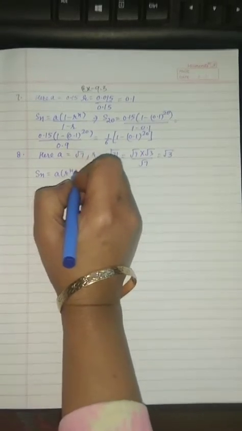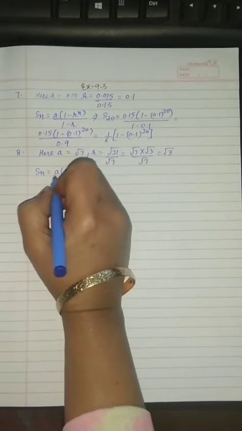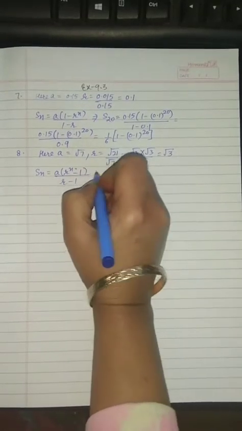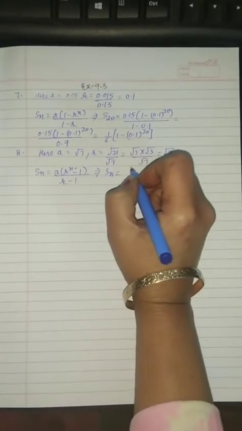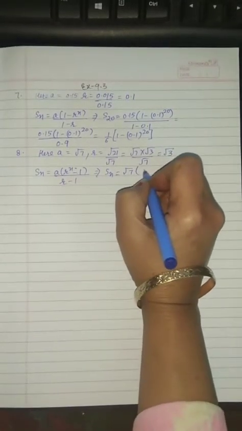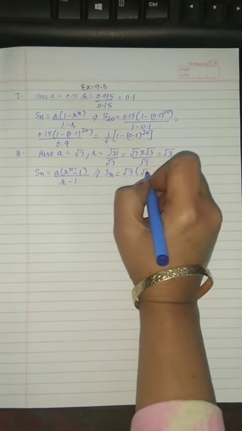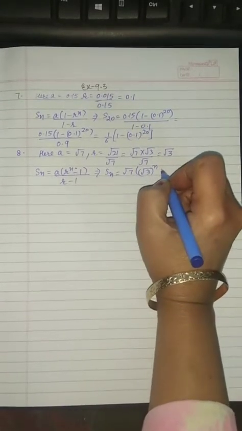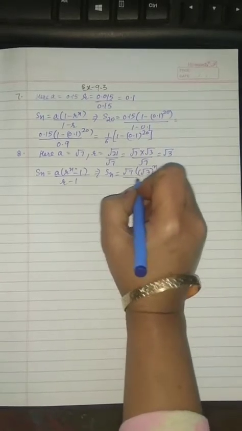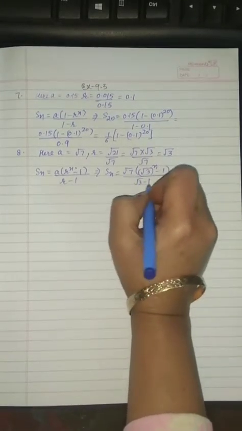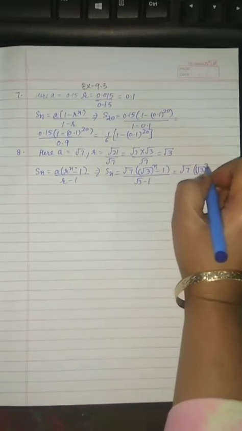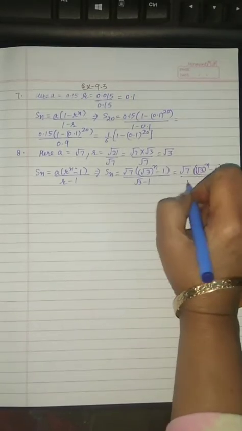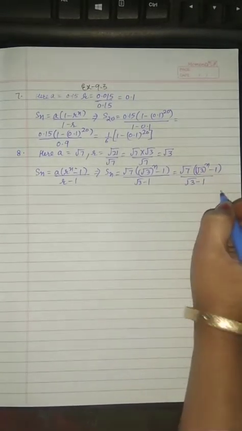So we will use the formula Sn is equal to a times r raised to n minus 1 upon r minus 1. Because we have to find the sum of n terms, putting the values of a and r here, we get under root 7 into under root 3 raised to power n minus 1 upon under root 3 minus 1. Under root 3 raised to power n minus 1 will remain as it is, and in the denominator we have under root 3 minus 1.